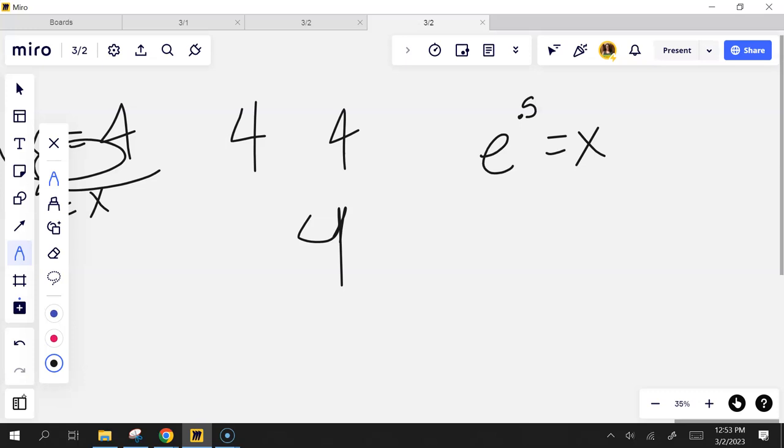What is this one in exponential? I mean in logarithmic form. Ln x equals 1/2. That's exactly right.